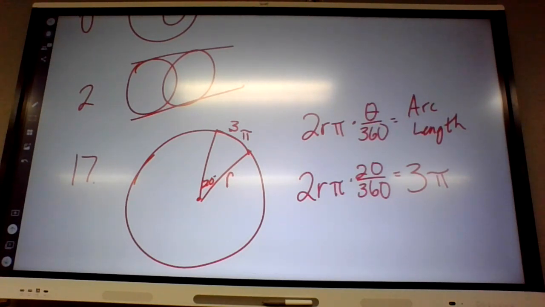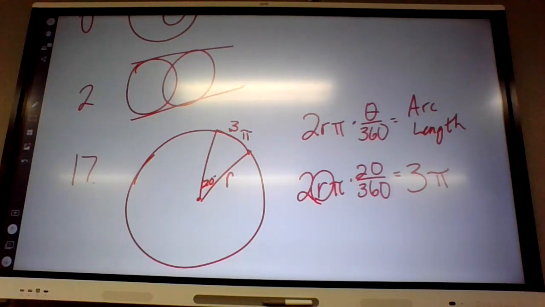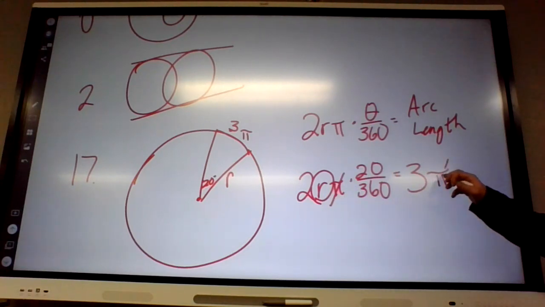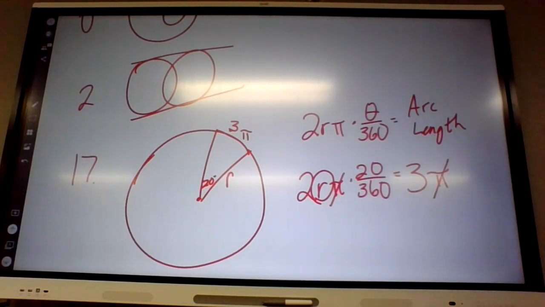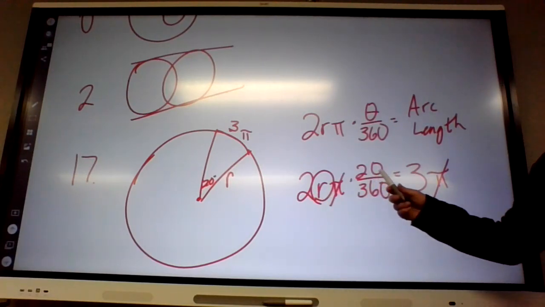Okay, what's the algebra trick here? I'm trying to solve for r, so how do I get this guy by itself? Yeah, we can divide both sides by pi, 'cause they're both multiplied, they would both be divided away. You could do divide by this, divide by that.